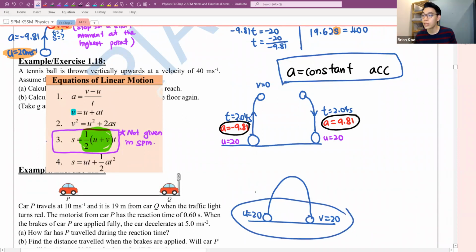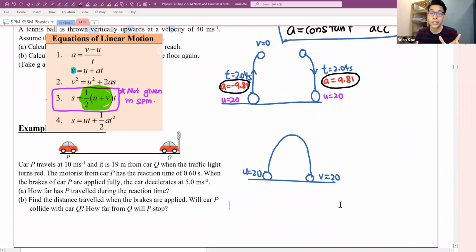No, cannot, because the acceleration going up and coming down are somewhat different, right? If you say 20, 20, that means this ball is just at constant speed. It's just 20 all the way. But it's not the case, right? It changes from 20 to 0 first, and then from 0 back to 20, right? Yeah, so that's what I mean. You have to split it up into 2 sections.